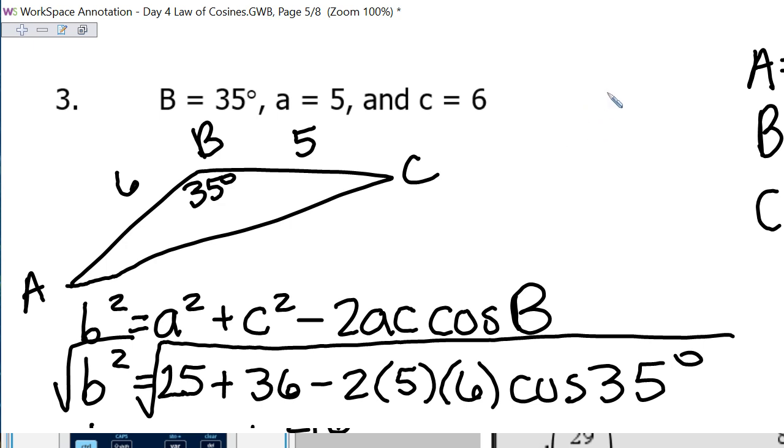And 89 plus 35 would be what? 124. And what's 180 minus 124? 56 degrees. Okay, two more.